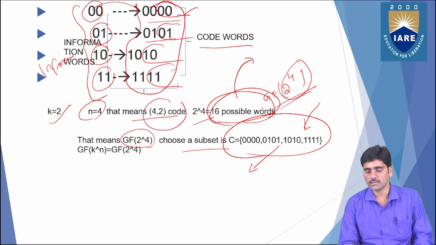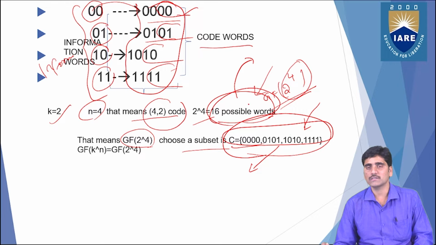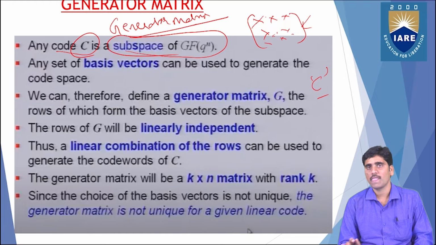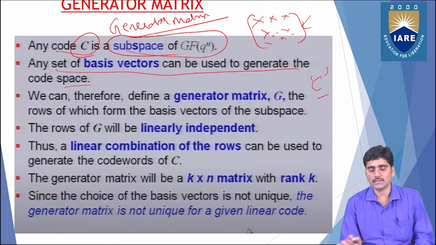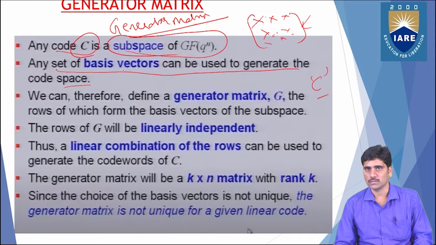So 2 power 4 equals 16 possible code words, and this is the generated code from all the 16 possible words. How are we going to generate it? From the generator matrix. So this is the subspace of GF of q power n. Any set of basis vectors can be used to generate the code space. So to generate the code space, we use these basis vectors, that is zeros and ones. And we can therefore define a generator matrix G, the rows of which form the basis vectors of the subspace.